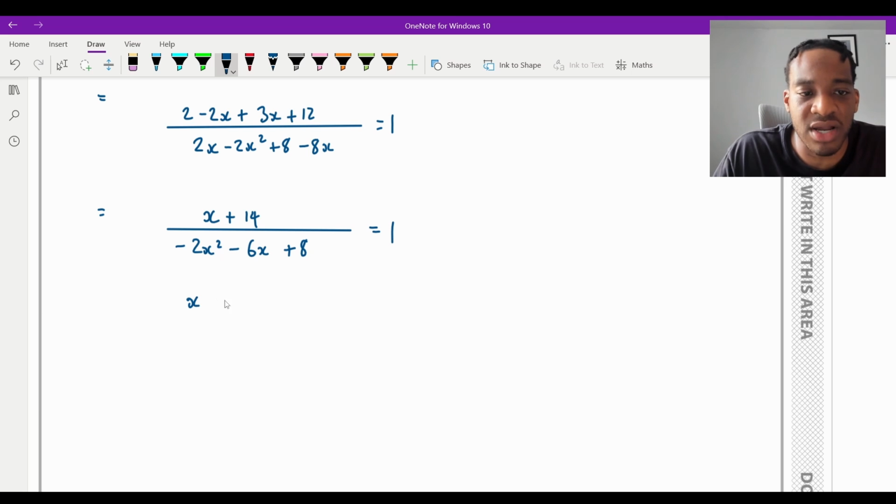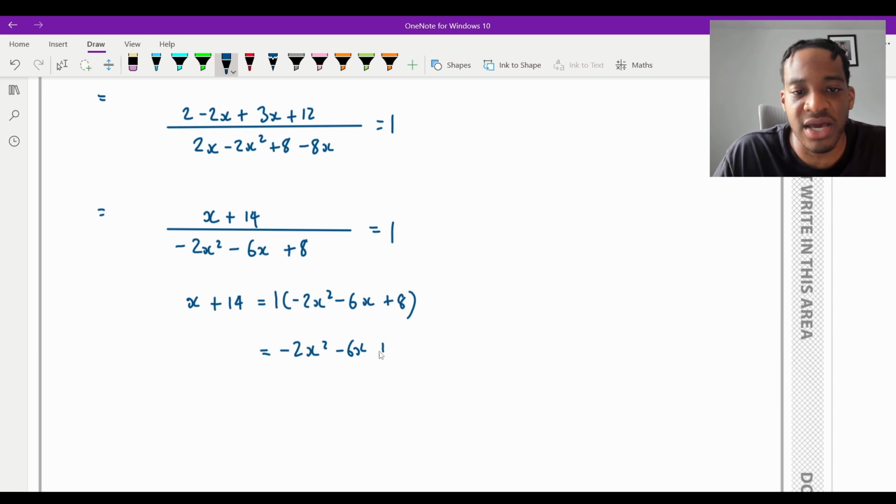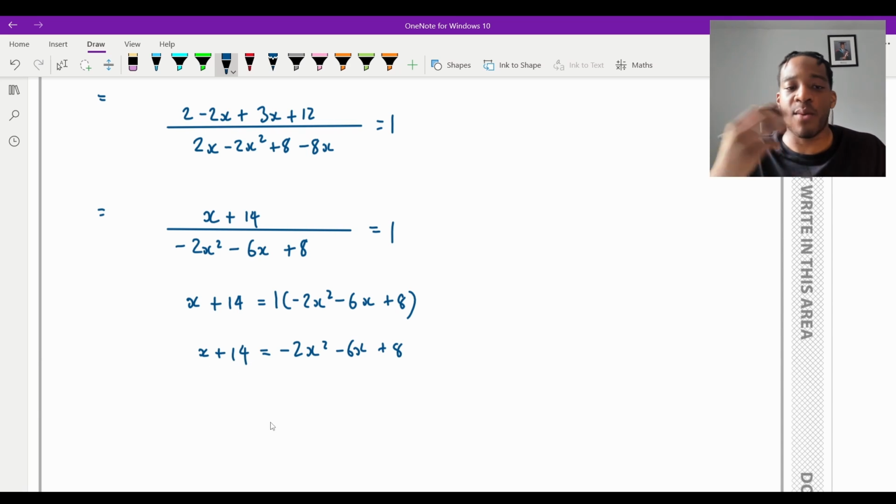And this will give me x plus 14 is equal to 1 times minus 2x squared minus 6x plus 8. And now just expanding this 1, it's just going to be the exact same thing, isn't it? Minus 2x squared minus 6x plus 8 and x plus 14. Now, we are here. Remember, we're still trying to figure out what x is. Now, if I look at the terms here, I can see that the highest power of any x is a 2. This tells me that this is a quadratic equation.